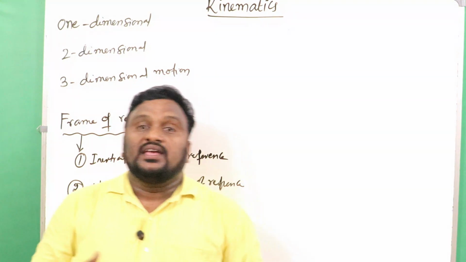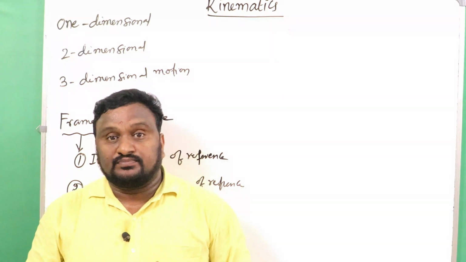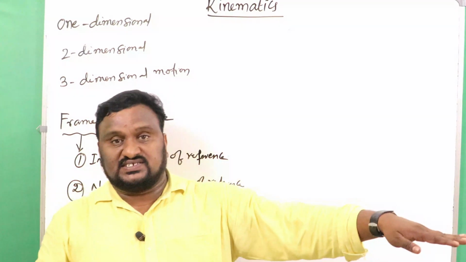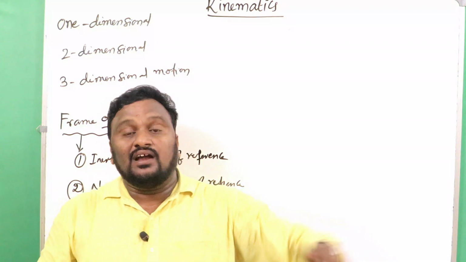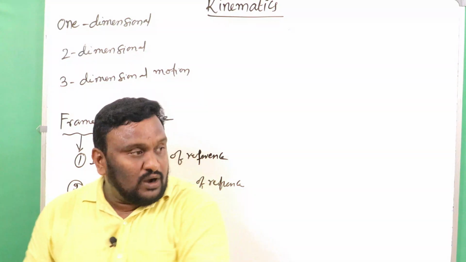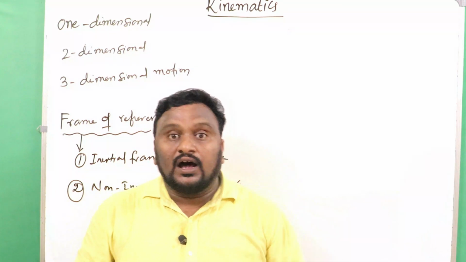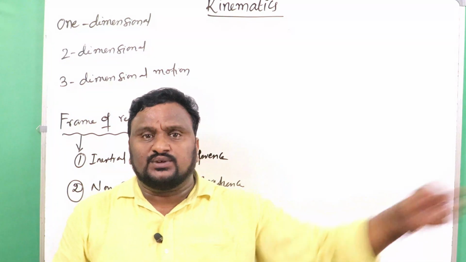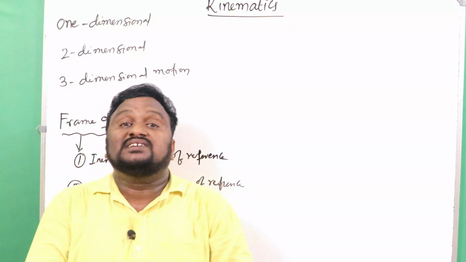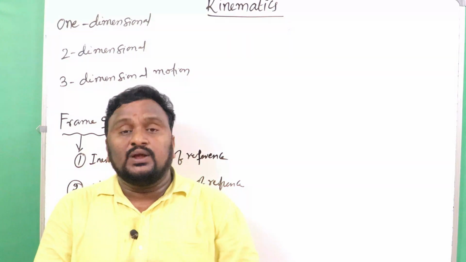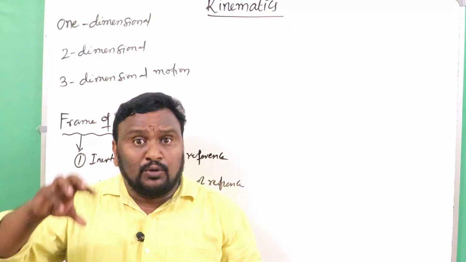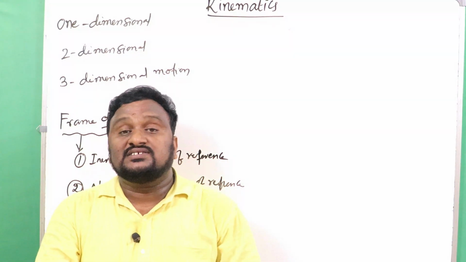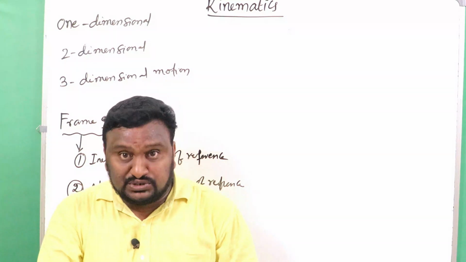So dear students, what is meant by one dimensional motion? If the motion of the body is confined to any one particular axis, either horizontal or vertical. If you are throwing an object horizontally, we use the x-axis, and if you throw an object vertically, we take the y-axis as the reference. Simply, if the motion of the body can be explained with respect to any one axis, it is called one dimensional motion.